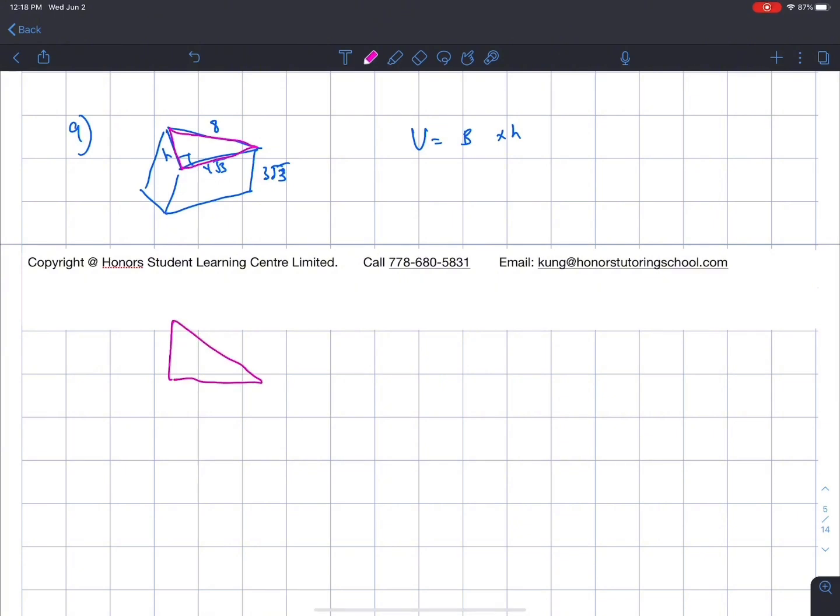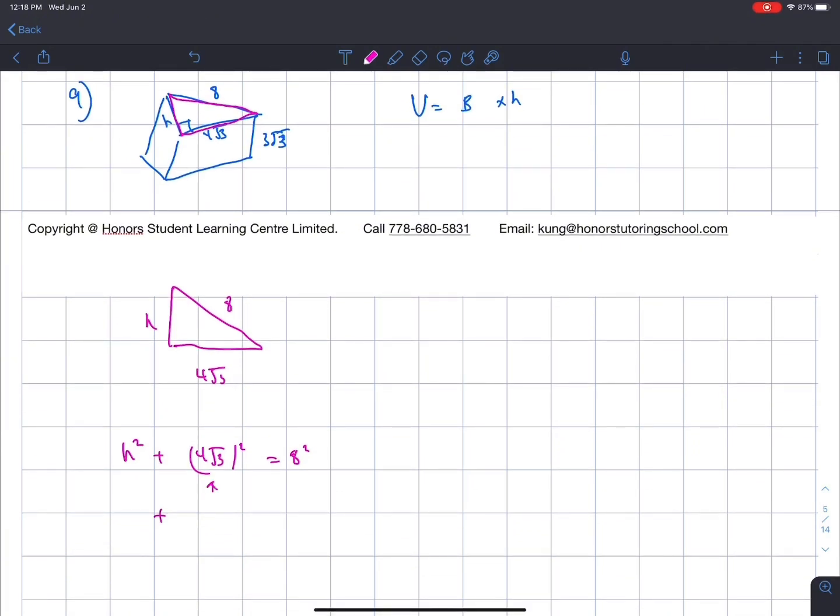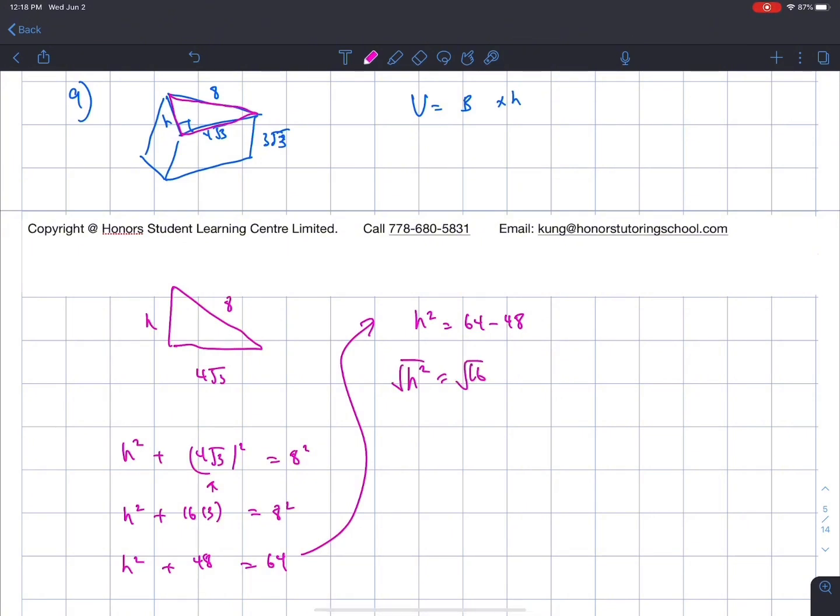Let me take it out here. That's 4√3, that's 8, and that's h. We can do a Pythagorean equation. h squared plus 4√3 squared equals 8 squared. I can type this into the calculator. I should get 4 squared is 16, √3 squared is just 3. So if you just type that into the calculator, you should get 48. So I get h squared equals 64 minus 48. h squared equals 16. And then we square root both sides. We get h equals 4.